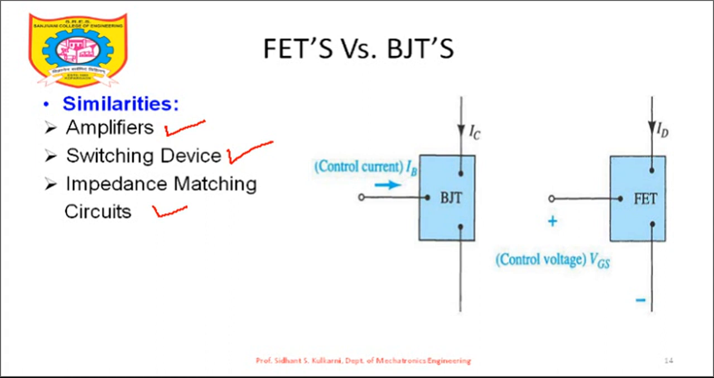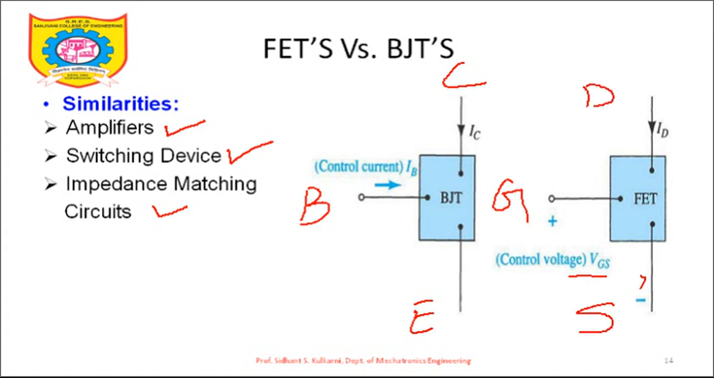Now if you do remember, the BJTs have three terminals. One is base, another one is emitter, and third one is a collector. Similar to that, in the FETs we have gate, source and drain. So there is equivalence, you need to remember this. So base in the BJT is equivalent to gate in the FET, emitter in the BJT is equivalent to source in the FET, and drain in the FET is corresponding to the collector.